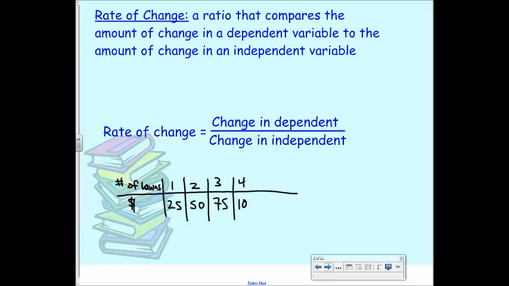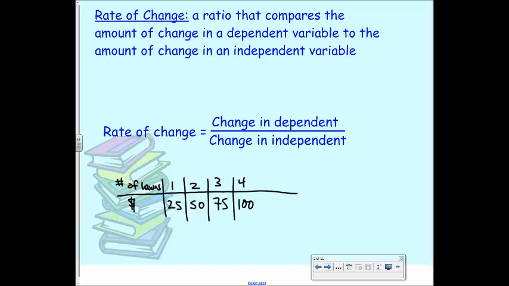So if you're looking for a rate of change, you're looking for the amount that the dependent variable changes over the amount that the independent variable changes. So the first thing you have to determine is which is your dependent and which is your independent. So in number of lawns and money that he makes, which one of those is the independent variable? Number of lawns. The number of lawns is the independent variable because the amount of money that he makes depends on the number of lawns that he mows. So the independent variable goes at the bottom and the dependent variable goes at the top.